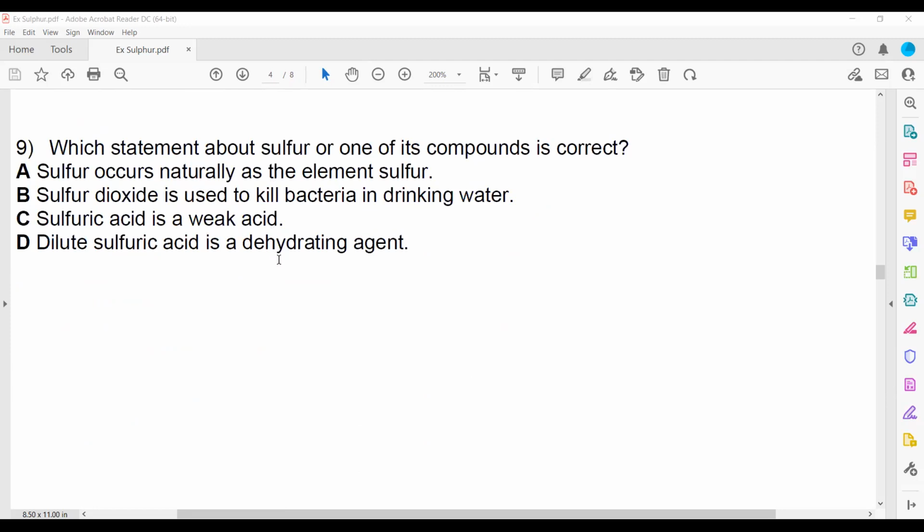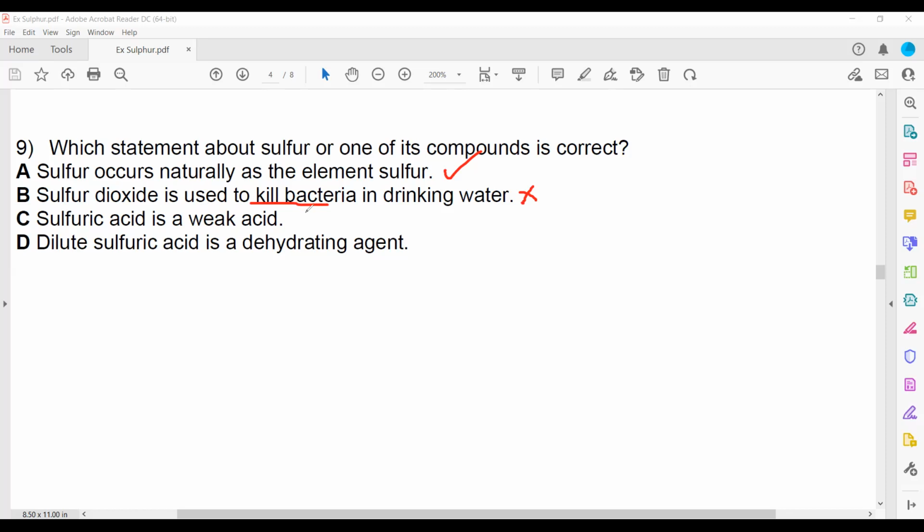Which statement about sulfur or its compounds is correct? Sulfur occurs naturally as an element. That is true, because, as I mentioned in the beginning of the chapter, we can have underground sulfur as a yellow solid. Sulfur dioxide is used to kill bacteria. That is wrong. We don't use sulfur dioxide; we use chlorine to kill bacteria for purification of water.